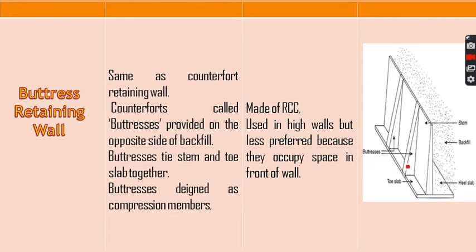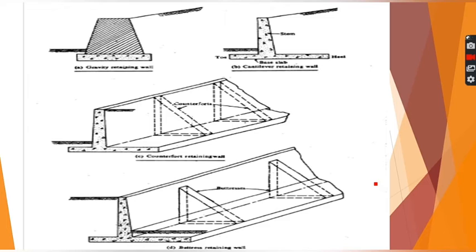These triangular slabs are provided on the front side and not the back side. So this is the back side and this is the front side. So buttresses are visible to us on the front side. Buttresses are usually not preferred because they occupy space in the front of the wall. This much space is unutilized and cannot be utilized for any purpose. So buttresses are generally avoided in case of retaining walls.